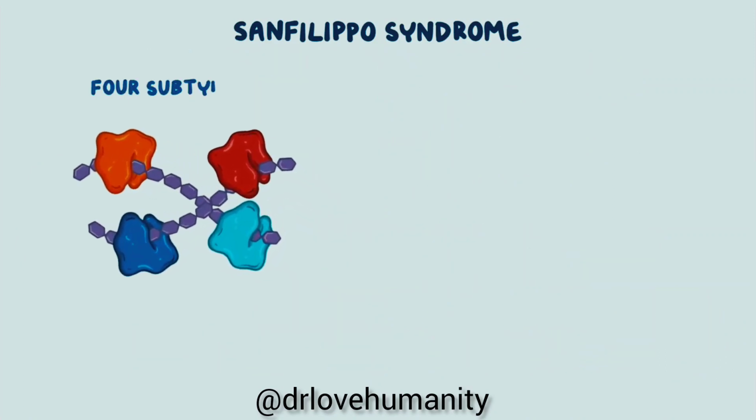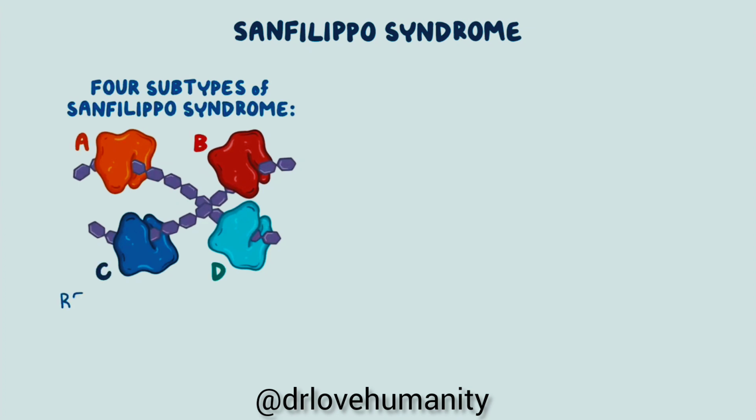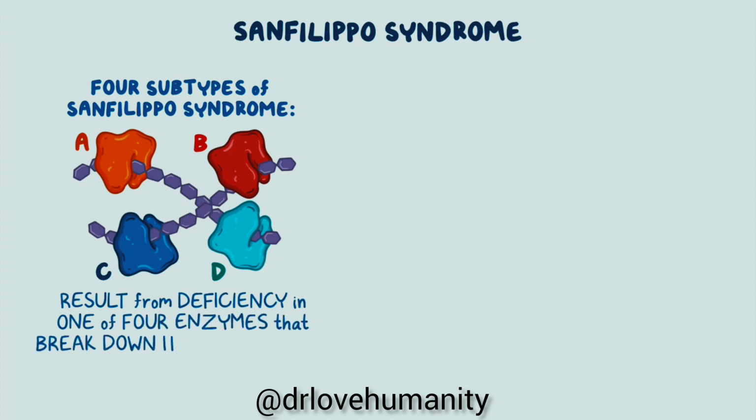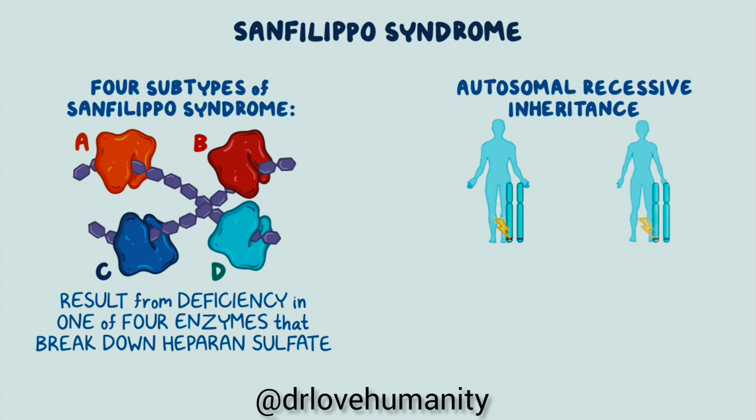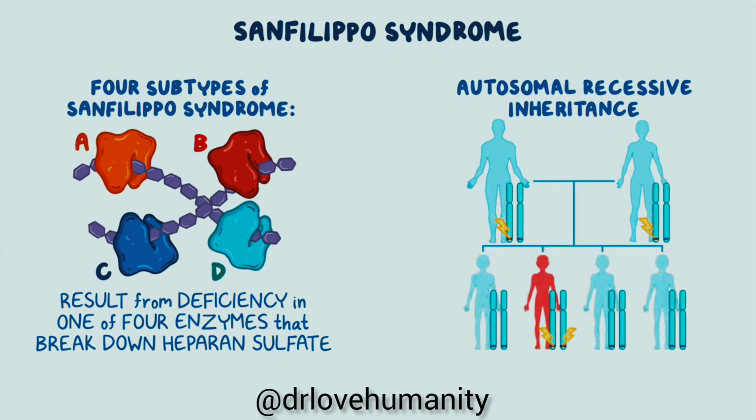There are 4 subtypes of Sanfilippo syndrome, A, B, C, and D, each resulting from a deficiency in one of the 4 enzymes that contribute to the breakdown of heparan sulfate. All subtypes have an autosomal recessive inheritance, meaning an individual must inherit 2 mutated genes, one from each parent, to develop the disease.